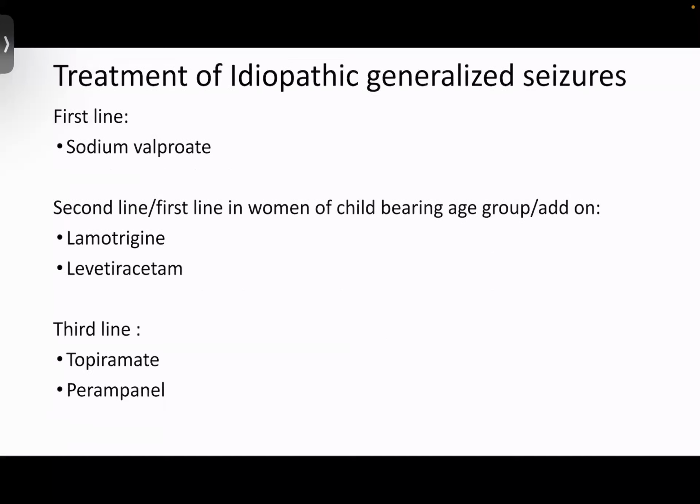There are a subset of seizures which are idiopathic. We don't know the exact cause. Again, they propose to treat them like generalized seizures. So sodium valproate again becomes the first line. We have lamotrigine and levetiracetam as the second line. In third line, you can go with the newer drugs like topiramate and perampanel.